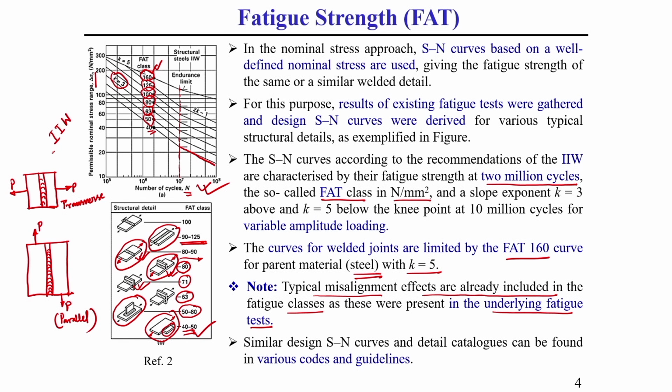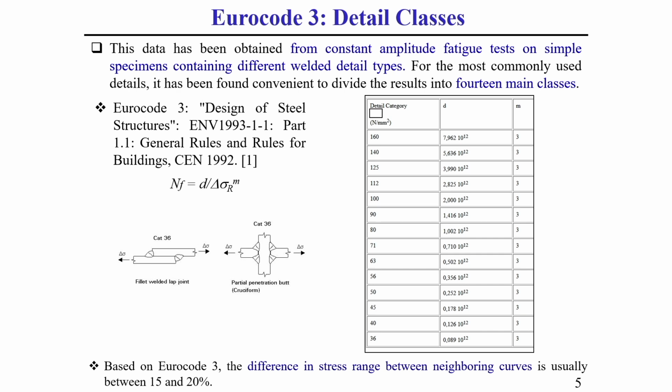This is actually the IIW standard. Similar types of other standards are also available for this fat data, which I am going to show, like another standard I am showing just for your information. For Eurocode 3, generally the detail classes are grouped into 14 main classes. So, these 14 main classes are tabulated here, and this is the fat value, or fatigue strength value, for a load cycle of 2 into 10 to the power 6.